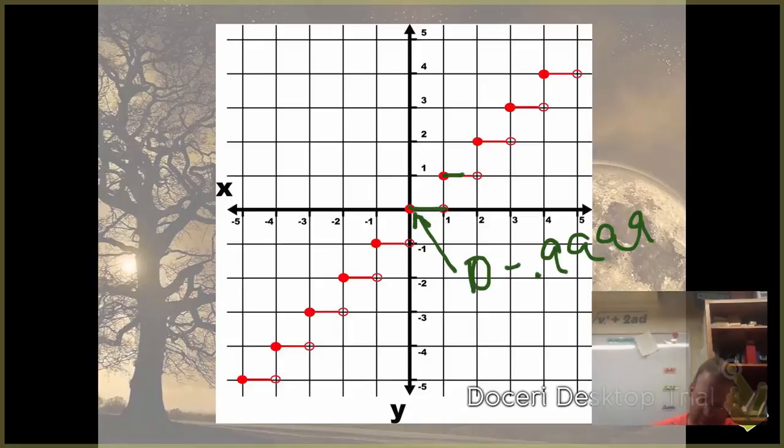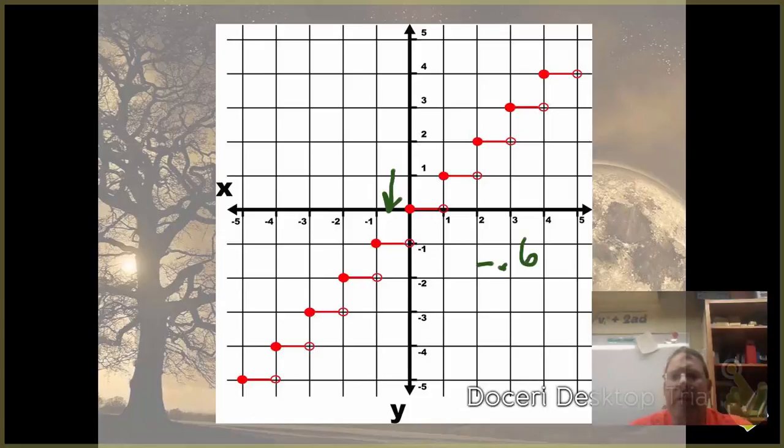Hopefully that makes sense. Now let's take a look at the negative values. At this value of x right here, that would be maybe negative 0.6 again. The greatest integer less than negative 0.6 is negative 1. So any values of x in this region bump down to here. Hopefully that makes sense. If it doesn't, make sure that we get this clarified tomorrow in class.